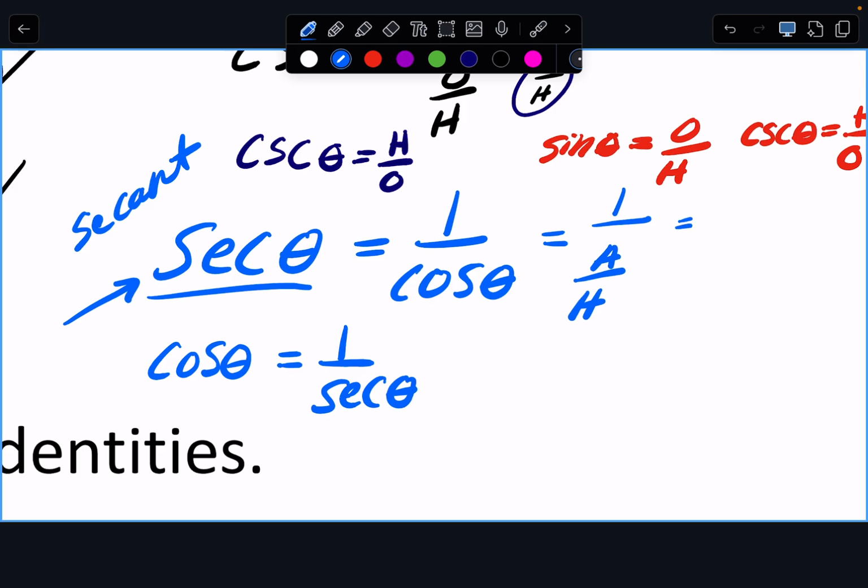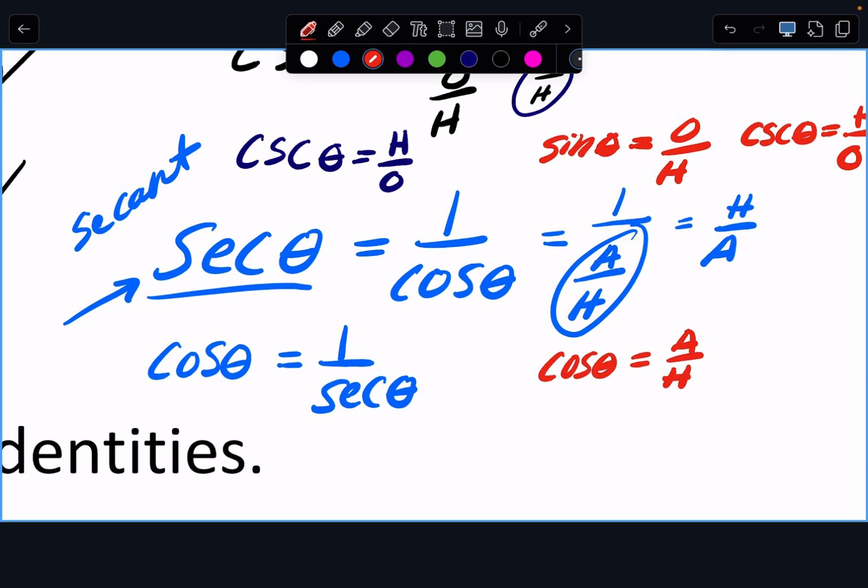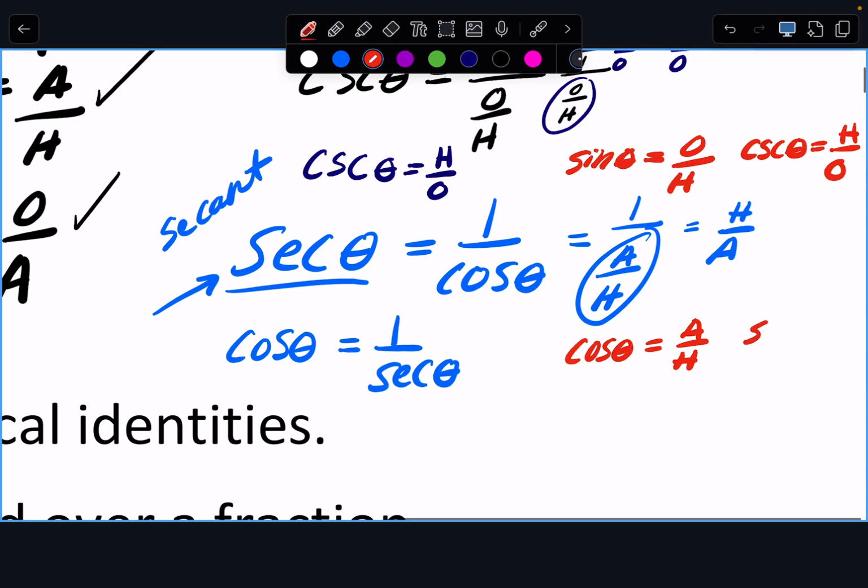So from here, if we flip that, won't that be h over a? We flip the second and multiply. Once again, I'm only showing my work this time so you can see. But when I do it in the future, I say cosine is adjacent over hypotenuse, and then secant is its reciprocal. So that would be h over a. I don't go through all of that every time.